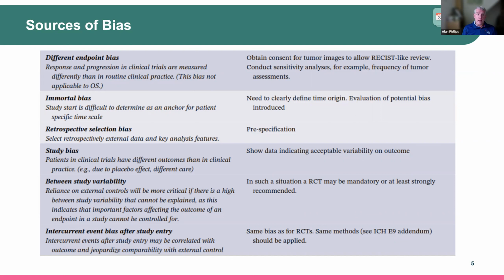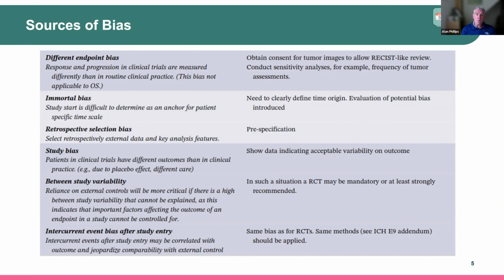Another one is study bias. Patients in clinical trials have different outcomes than in clinical practice due to placebo effects. You know, you go in to do a placebo controlled trial, you know that the placebo effect or whatever it is can be different in a clinical trial than it can be in real life practice. So again, you've got potential biases that can occur there.